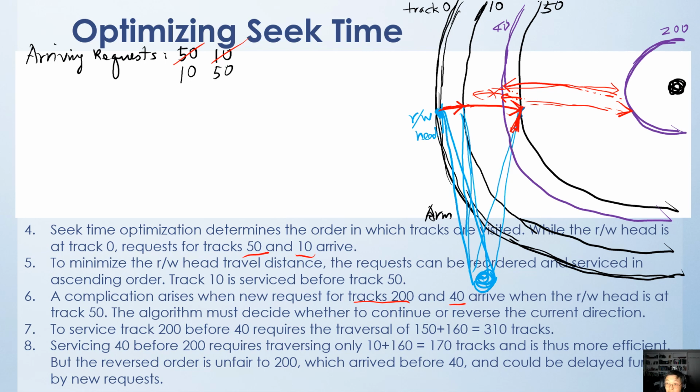So if we draw this diagram here, the arriving requests are going to be 10, and then we have 200 and 40. So let's see, here's the track.